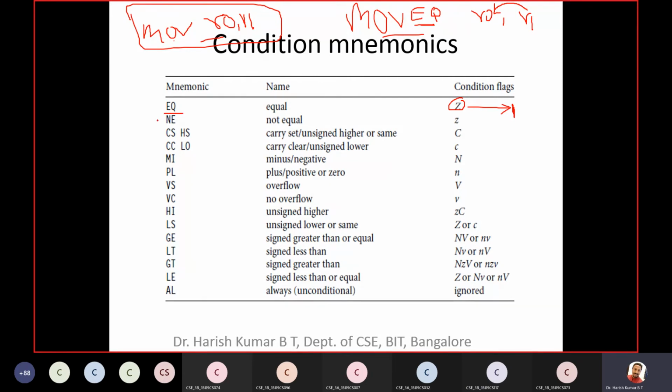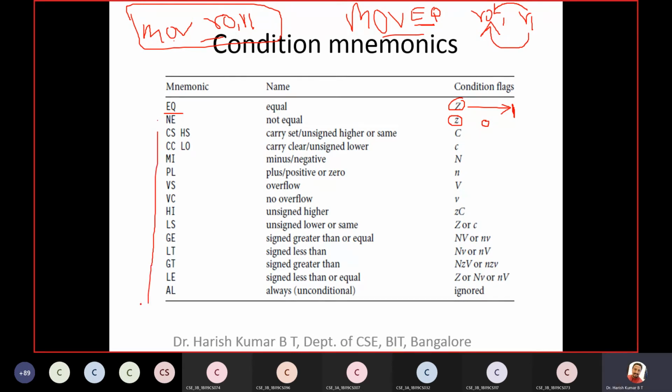So, NE means not equal to. If I want to move the content of register R1 to R0 only if the result of the previous instruction executed by the ALU is not 0, then what do I have to do? NE. What will this NE check? NE will check the zero flag, Z, I have written in lowercase here. If the zero flag is 0, then it will move the content of R1 to R0. Get it? And similarly, other things are there.